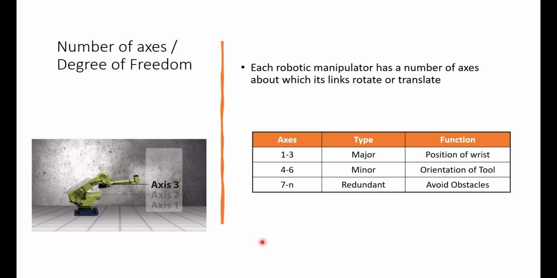First is the number of axes or degrees of freedom. Each robotic manipulator has a number of axes about which its links rotate or along which its links translate. Usually, the first three axes or major axes are used to establish the position of the wrist, while the remaining axes are used to establish the orientation of the tool or gripper. Practical industrial robots typically have from 4 to 6 axes. The redundant axes can be useful for reaching around obstacles in the workspace or avoiding undesirable geometrical configurations of the manipulator.